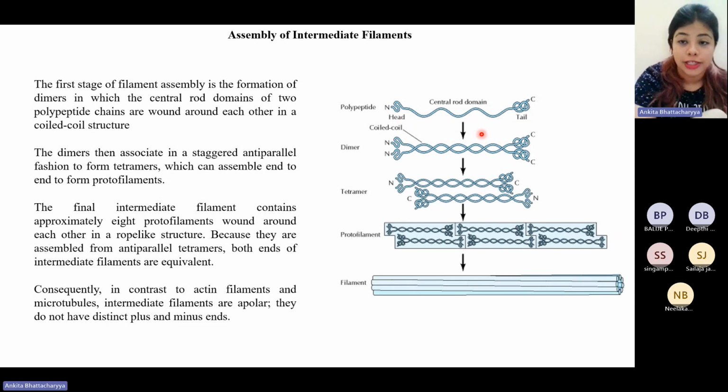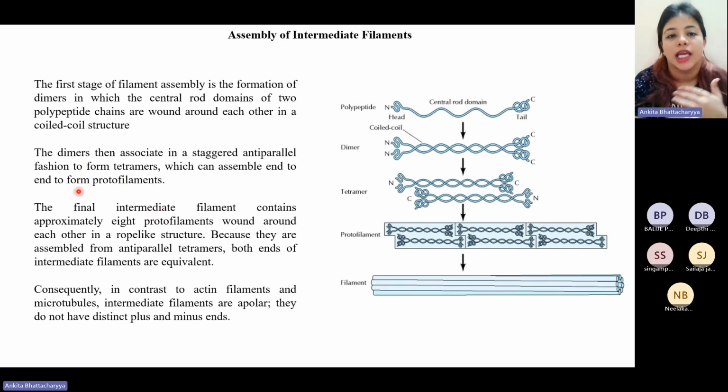This forms a coil structure such that the N and C-terminal regions, the directionality or polarity, is still maintained. Then these individual dimers form a tetramer. These tetramers form a protofilament. And these protofilaments all assemble around one another to finally form the filament, which is structurally quite similar to microtubules, though functionally obviously not the same. So this is what you understood from the schematic. I'll just go over the writing as well for your understanding.